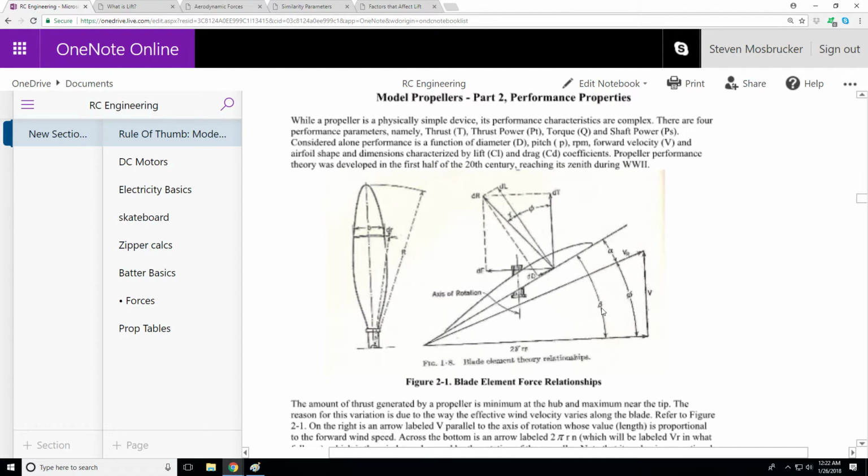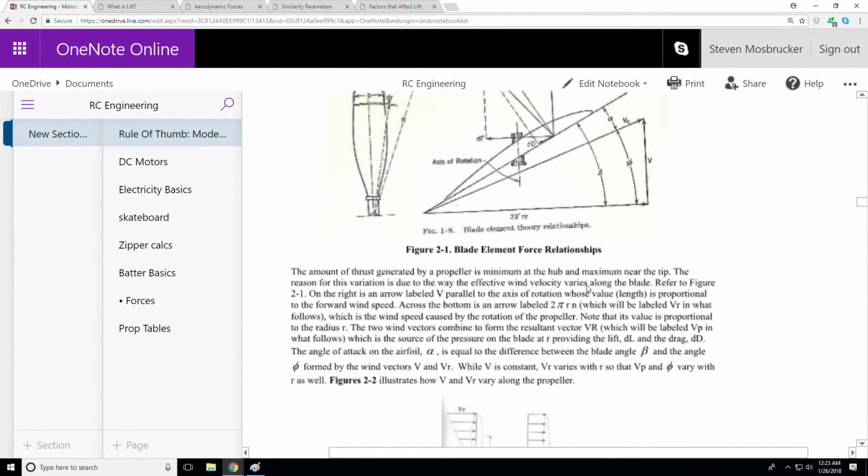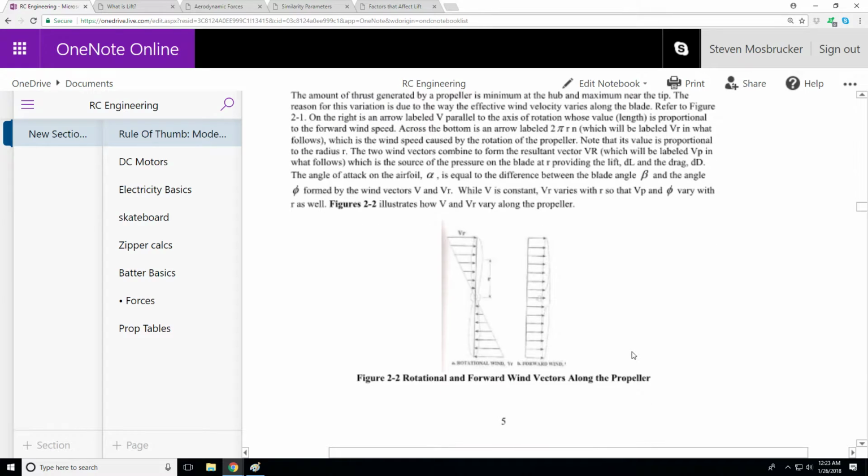And then beta, which is theta plus alpha. And then this is the relative velocity in a certain direction. So let's see, 2 pi r n, where r is the radius at which you're trying to figure out the pitch, and n is the RPM. So I'm going to go over how that's calculated.